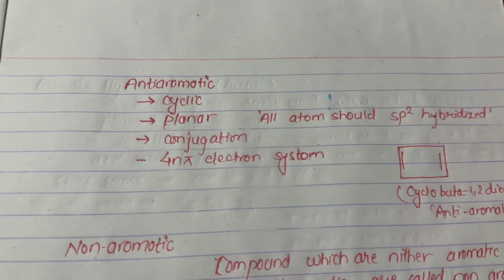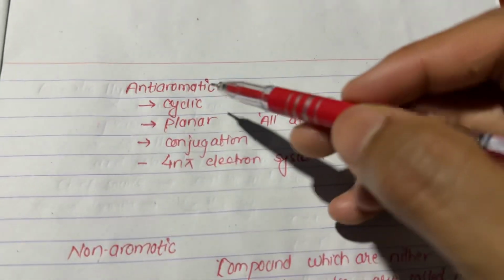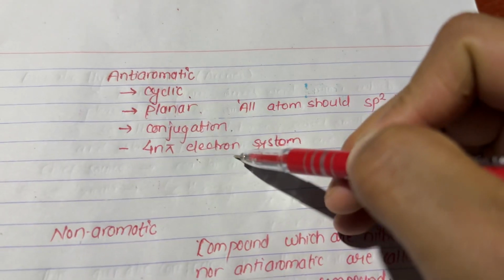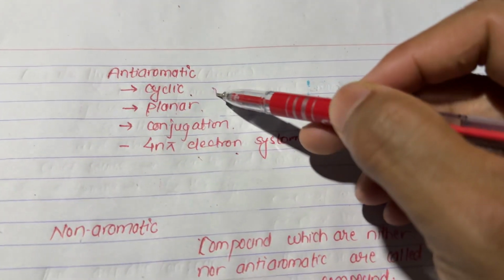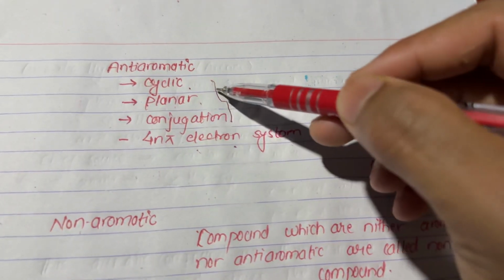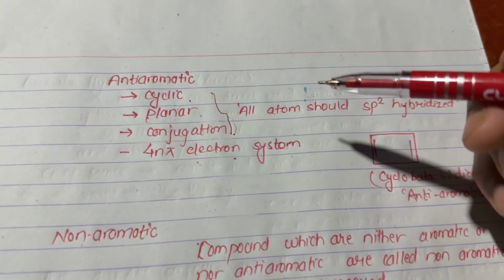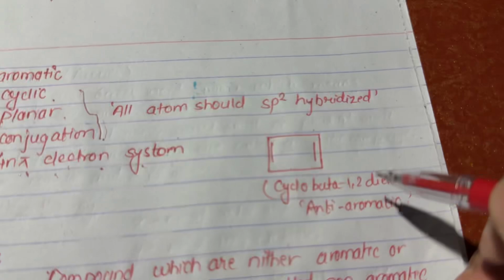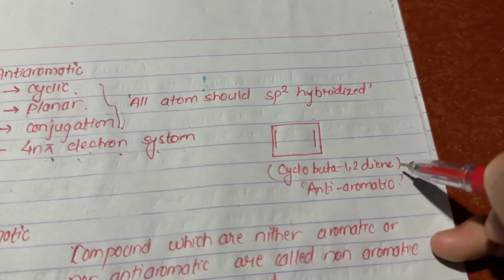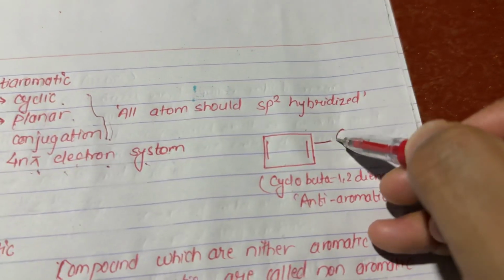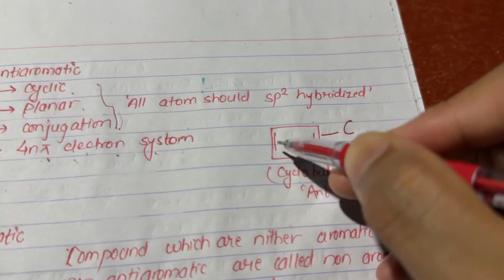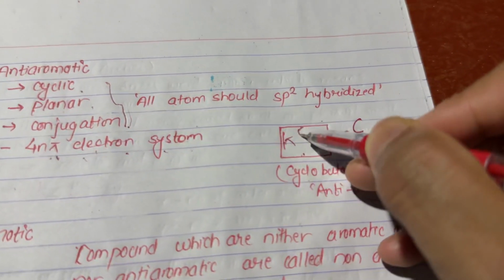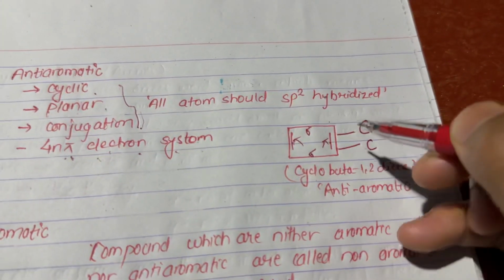Anti-aromatic compound. So anti-aromatic compounds are those compounds which are cyclic in nature, planar, have conjugation and obey 4n pi electron system. An anti-aromatic compound has three properties same as an aromatic compound, but it must obey 4n pi electron system. So here I have kept cyclobutadiene as an example. This is cyclic in nature. There is conjugation as you are seeing here: pi, sigma, pi, sigma, pi. This is pi bond, this is sigma bond, this is pi, again sigma. There is a good conjugation in the ring.